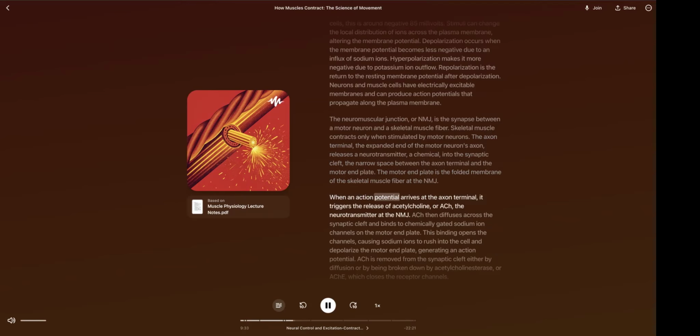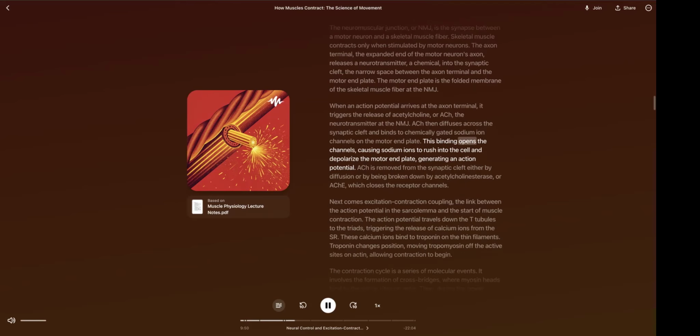When an action potential arrives at the axon terminal, it triggers the release of acetylcholine, or ACh, the neurotransmitter at the NMJ. ACh then diffuses across the synaptic cleft and binds to chemically gated sodium-ion channels on the motor end plate. This binding opens the channels, causing sodium ions to rush into the cell and depolarize the motor end plate, generating an action potential. ACh is removed from the synaptic cleft either by diffusion or by being broken down by acetylcholinesterase, or AChE, which closes the receptor channels.